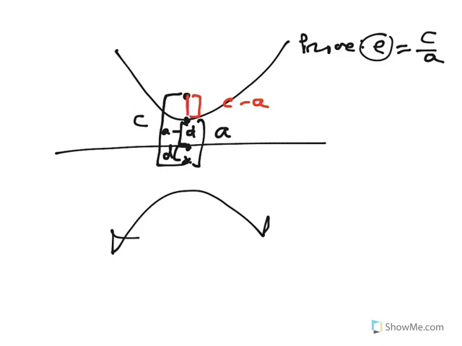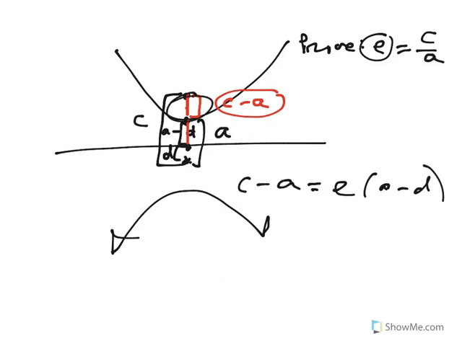Now this piece here can also, besides being equal to C minus A, there's another way to look at it, because the distance from the focus to any point on the hyperbola is equal to E times the distance from that same point to the directrix, which in this case is A minus D. So I have this fact. I can look at this line segment here as C minus A, or as E times A minus D.